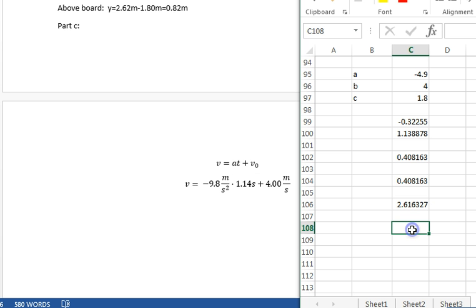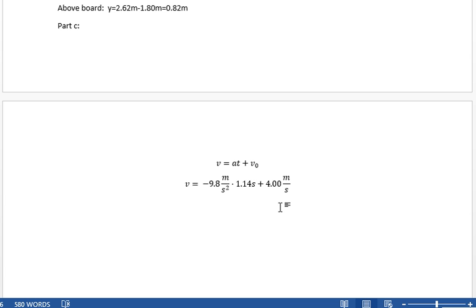So equals minus 9.8 times 1.14 plus 4. Her final velocity is minus 7.17 meters per second. Because she's heading downward at that point, her velocity is negative, and that's the end of the problem.